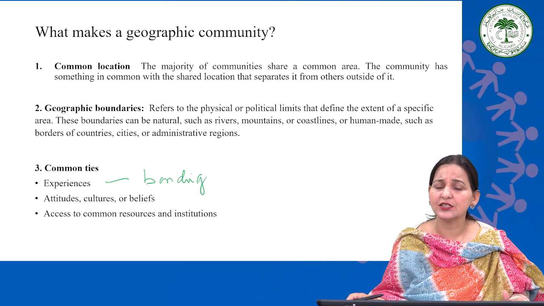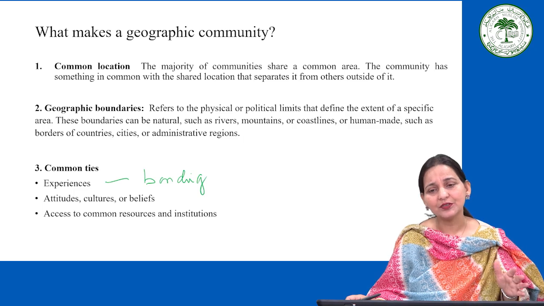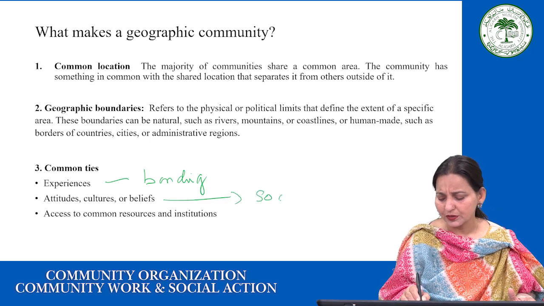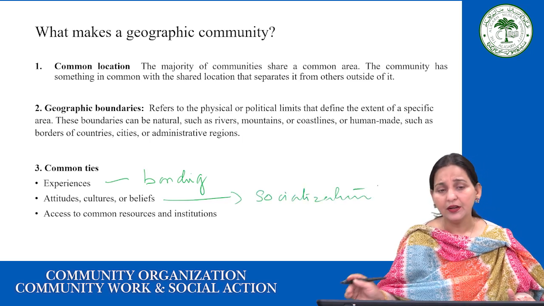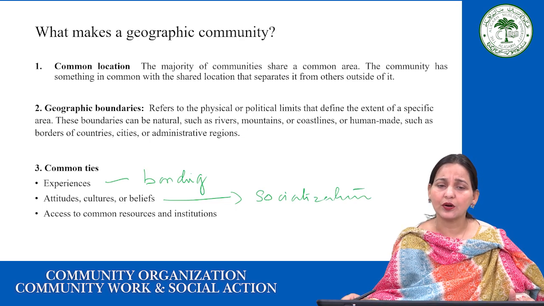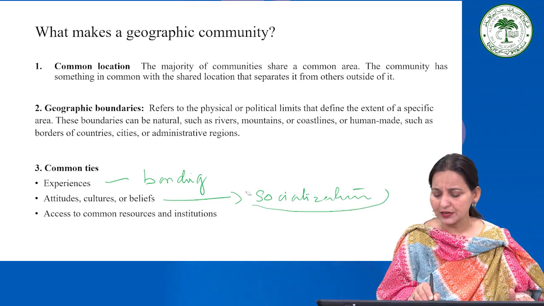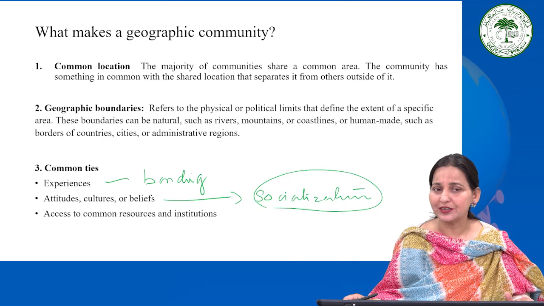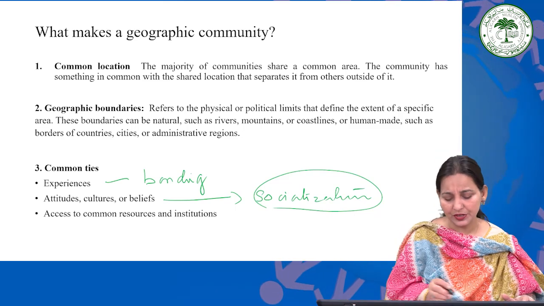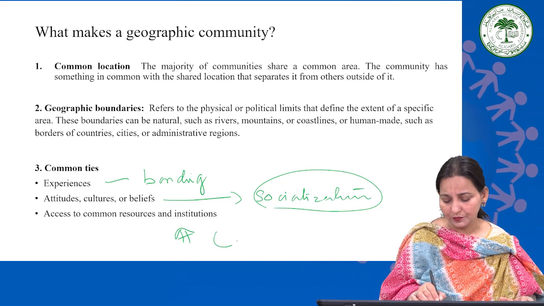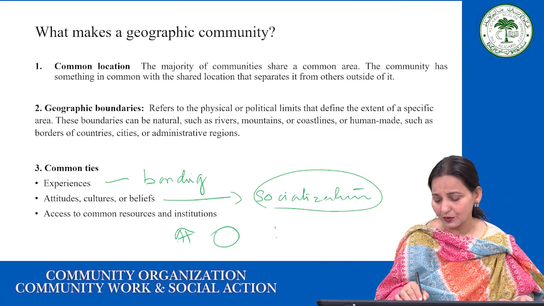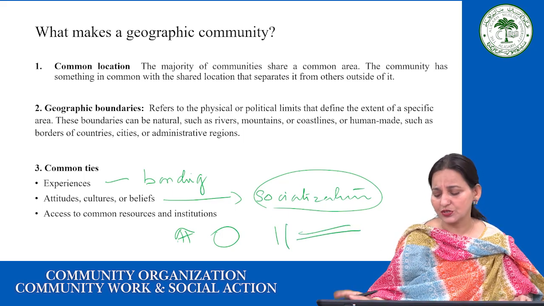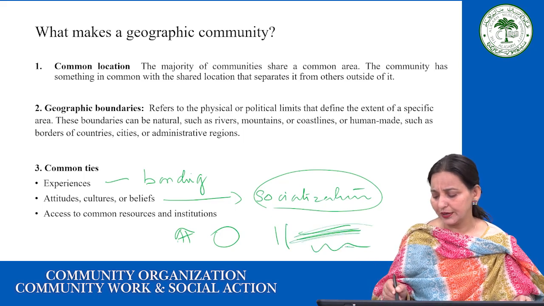Next, attitudes, cultures or beliefs. Once you stay somewhere, live somewhere, or are born somewhere, as in the last lecture where we discussed socialization, with socialization, either primary or secondary, we develop our attitudes, cultures or beliefs, and this socialization develops in a certain geographical location. Next is access to common resources and institutions. Definitely, once you live in a particular geographical location, you share common wells, houses, mandir or masjid, roads or railways. Such institutions and resources you share commonly in your areas.